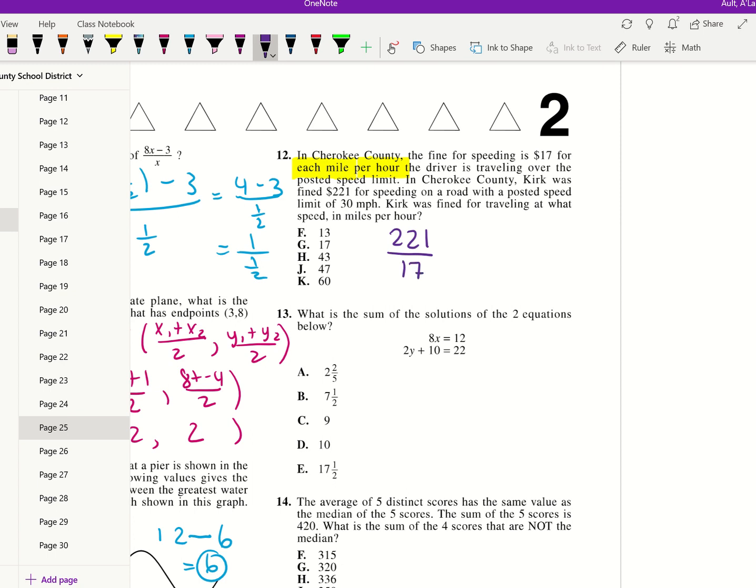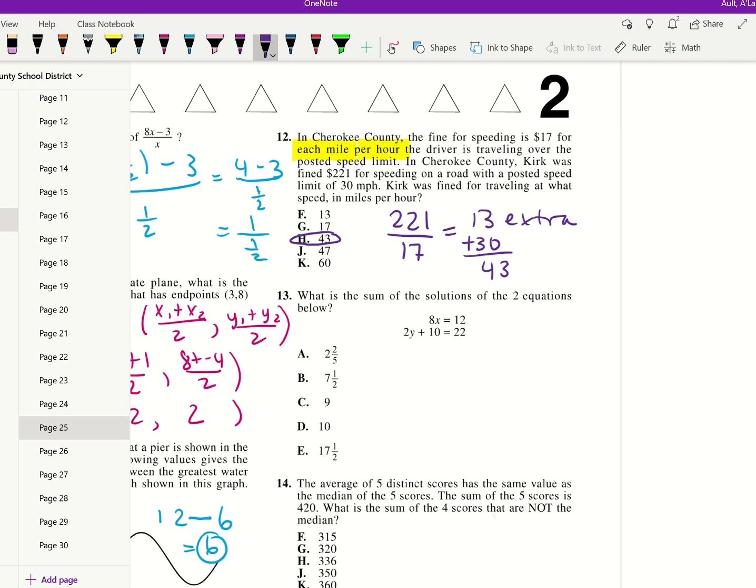I'm going to divide that by 17 to find out how many extra miles per hour he was going over the speed limit. He was going 13 miles per hour extra above the speed limit. The speed limit was 30. So if I add those two together, I can find out how fast he was going when he got that ticket, and that's a steep price, and I am glad I don't live in Cherokee County.